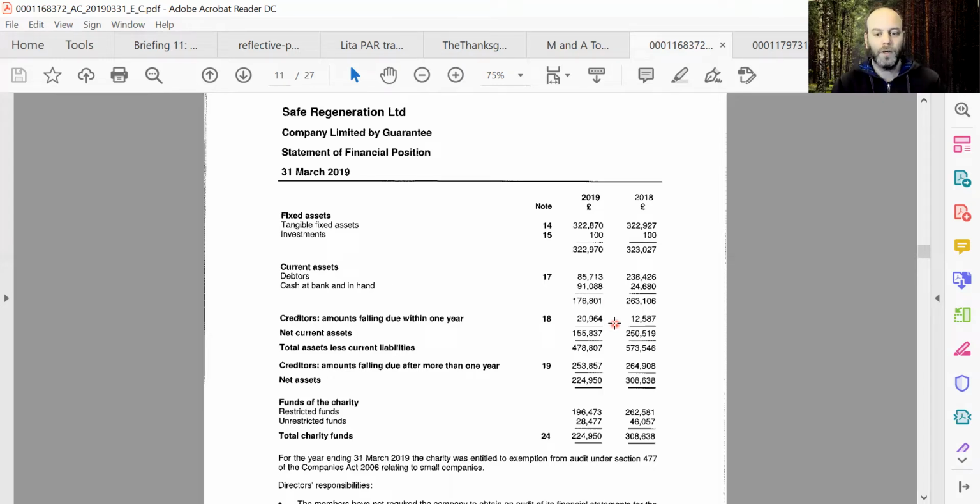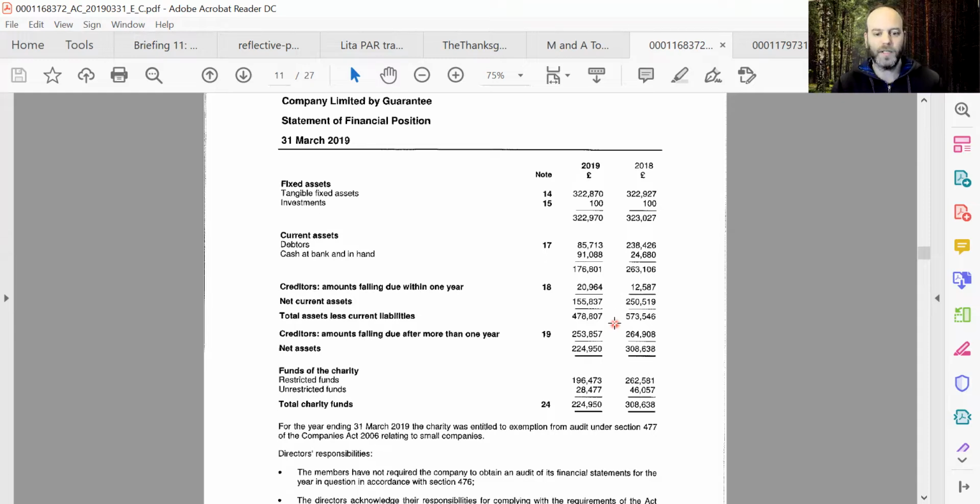So overall, as we work through this example of the set of accounts for this charity, what this shows us is the net assets, the net value of this charity, has fallen over the year as well. Because it's spending some of that money that it's got stacked up, because it's committing to more activity as things gear up to be developed further.